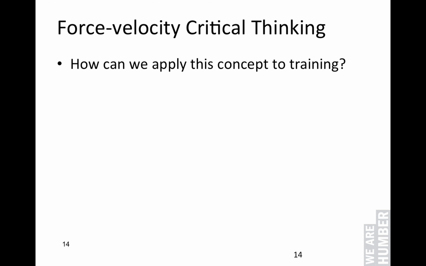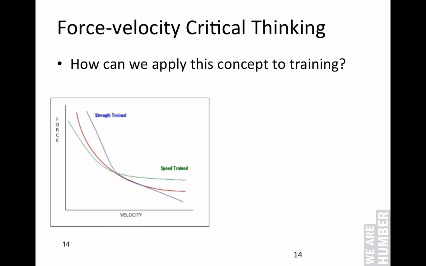So how can we apply this force velocity curve to our training? So here's our force velocity curve, and the red line here is our kind of baseline. Now, if you have an athlete that focuses only on strength, what will happen is you can bend that curve. So they'll actually be able to produce more force, higher force at kind of moderate velocities. But once they go really fast, their force that they can produce really decreases below that average.